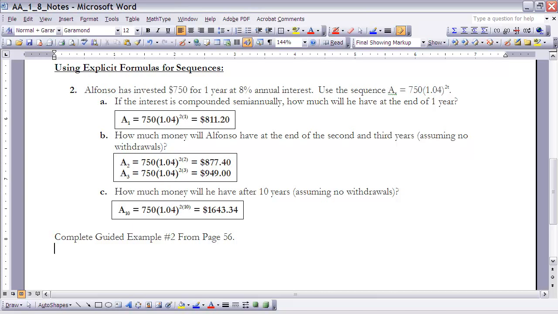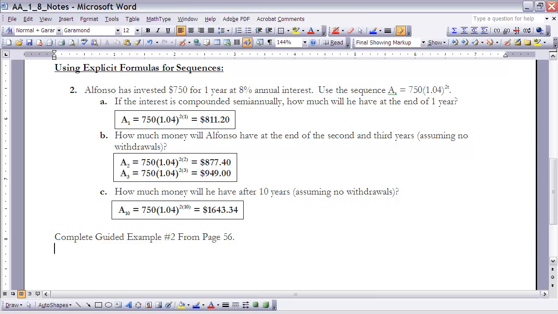So if you look at that formula, it makes a sequence based on years. It says if the interest is compounded semi-annually, how much will he have at the end of 1 year? That would be the value of the sequence at a sub 1. So we're going to say 750 times 1.04 raised to the 2 times 1, because t is 1. If I plug that into my calculator, you'll find that that's $811.20.